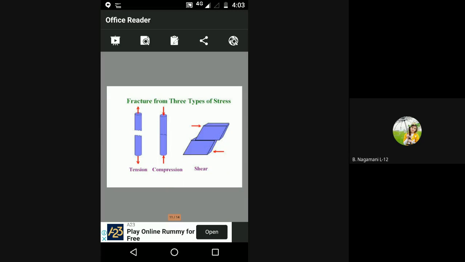But in shear it is not like that. We are applying the forces horizontally, and the failure also occurs in the horizontal direction. A failure whose direction is normal to the direction of the load is called a normal failure. A failure whose direction is parallel to the direction of the load is called a shear failure.